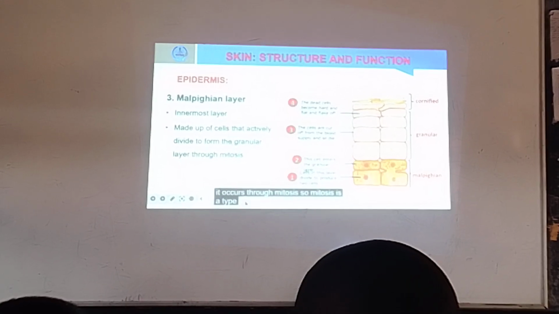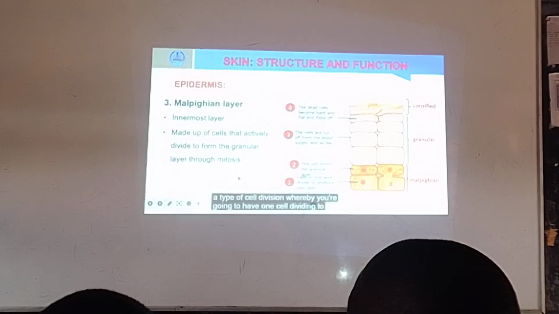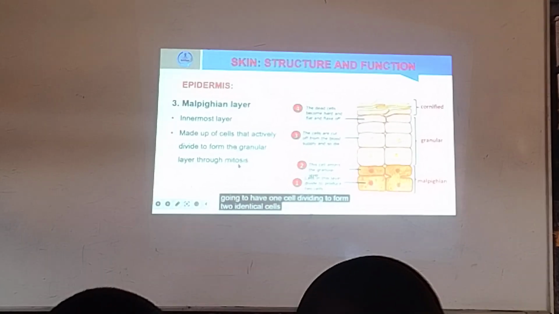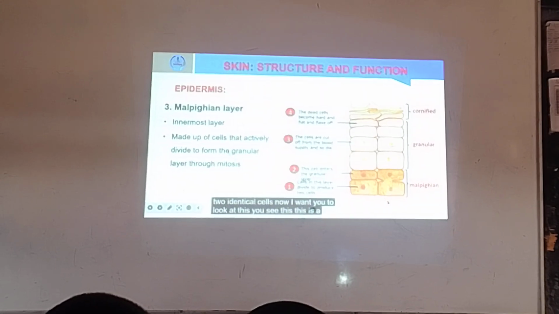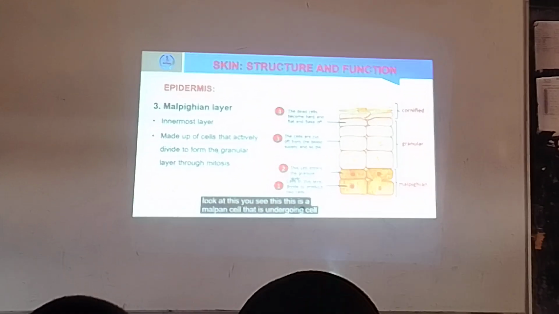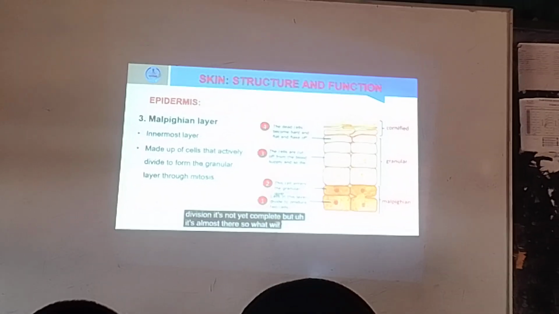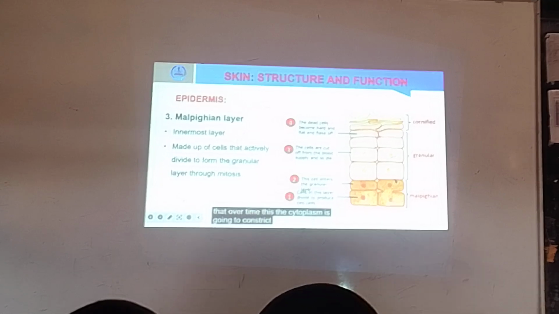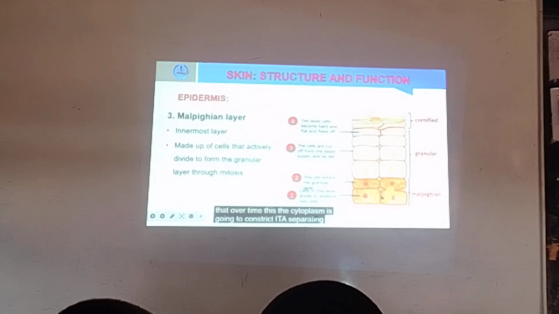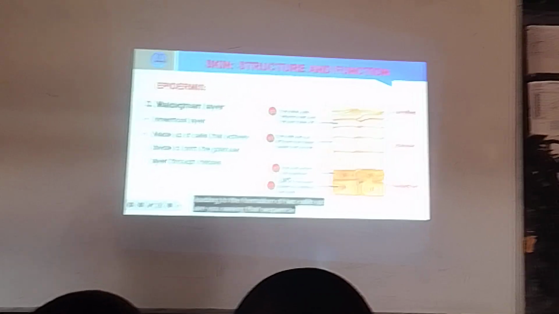Mitosis is a type of cell division whereby you have one cell dividing to form 2 identical cells. Now I want you to look at this. This is a mammalian cell that is undergoing cell division. It's not yet complete, but it's almost there. Over time, the cytoplasm is going to constrict here, separating this, leading to the formation of 2 cells.